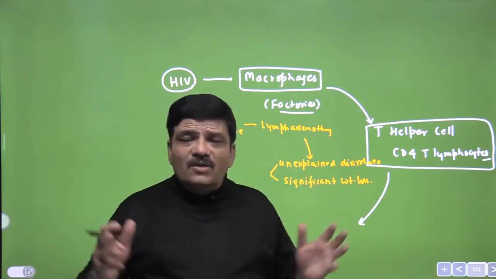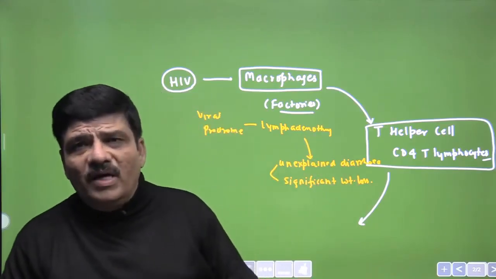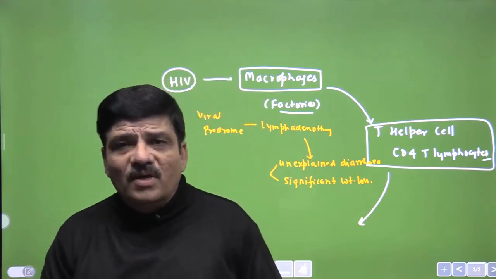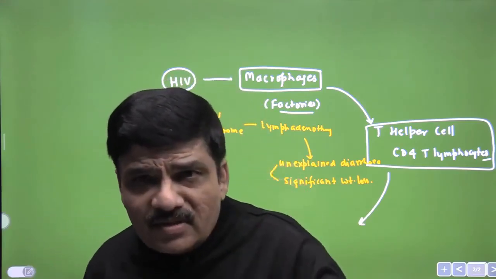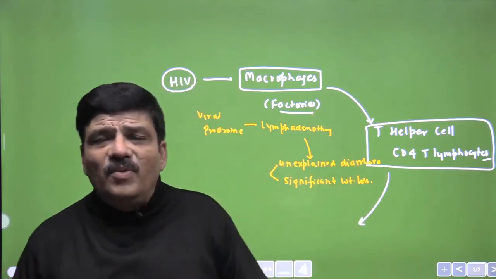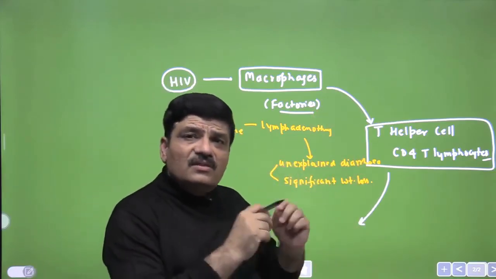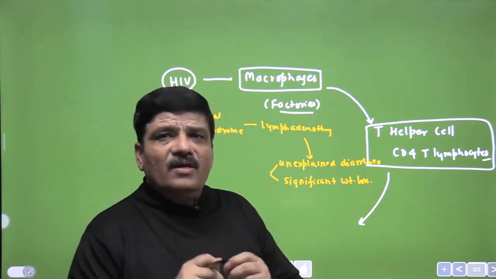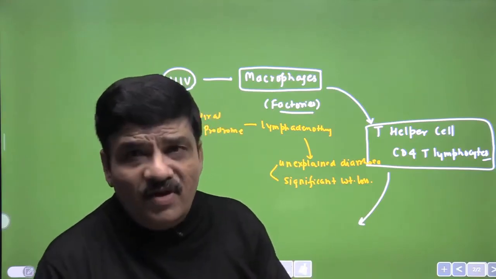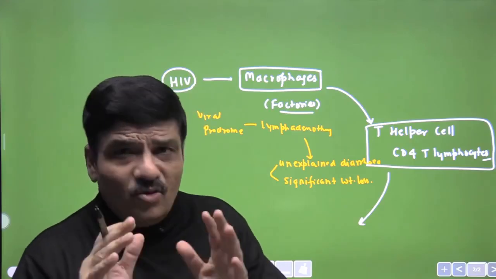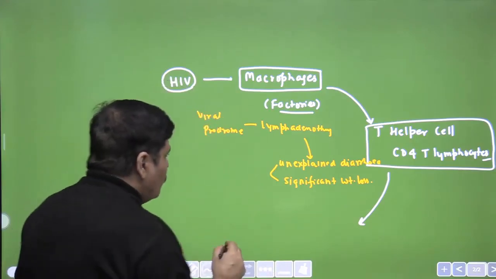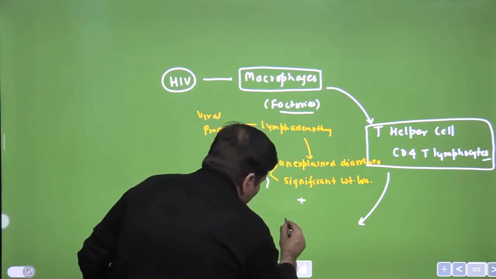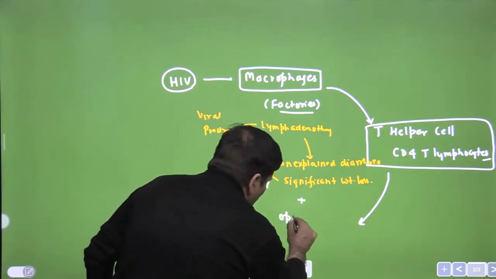You are surrounded by a huge number of microbes. They are not able to infect you because of your immune system. But if there is a problem with the immune system and it is not functioning properly, then these microbes will get an opportunity to actually infect the person who is suffering from HIV infection. I hope you are getting the point. And therefore, in addition to this, the person starts developing what are called as opportunistic infections.